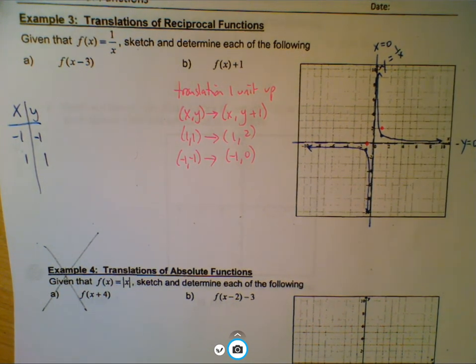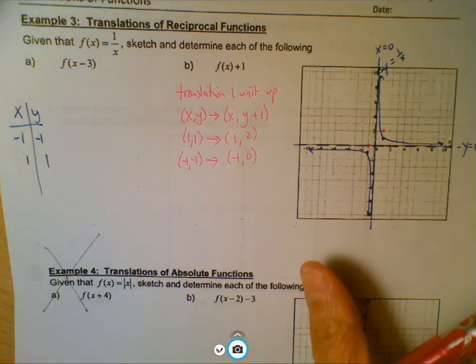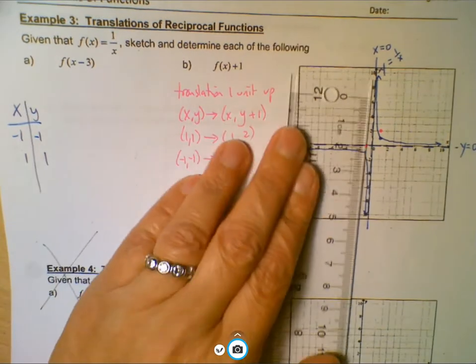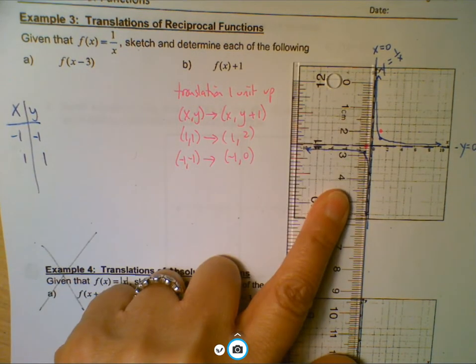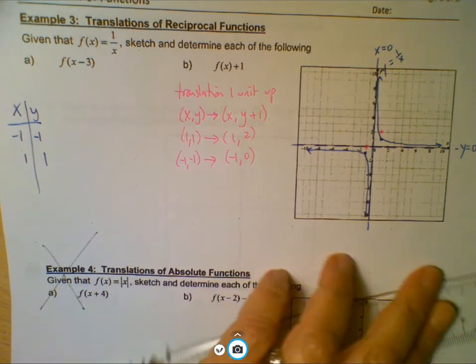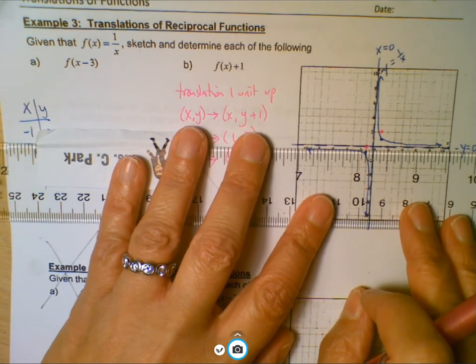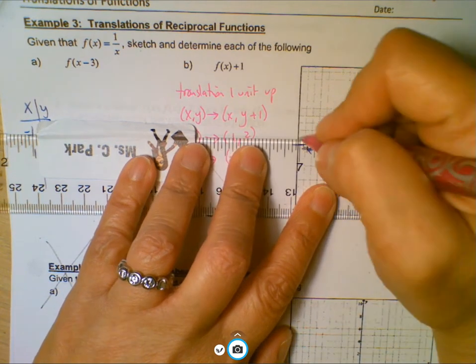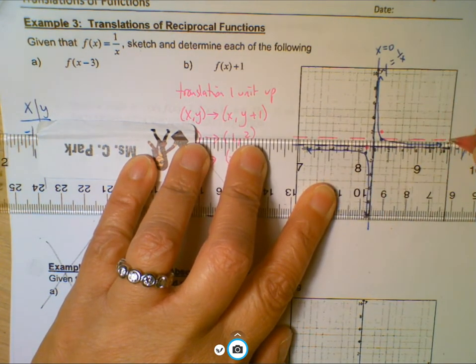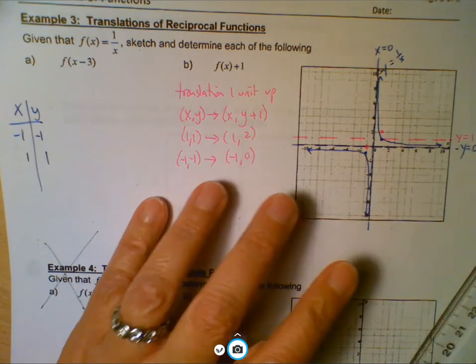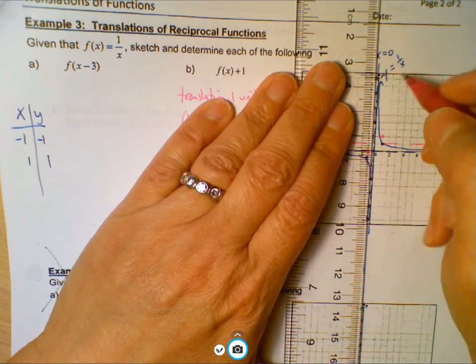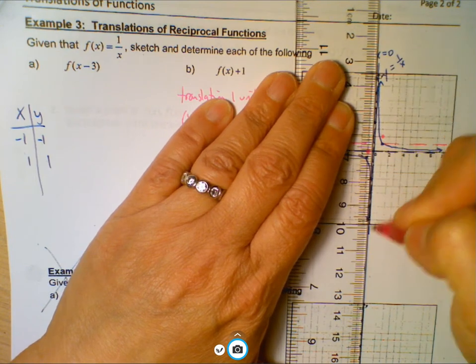But what else happens? When the entire graph shifts up or down, so do the asymptotes, right? Now, the vertical asymptote, which is x = 0, is not changing because our x's are not changing. But our horizontal asymptote, which is y = 0, is going to go up with the rest of the graph and become the line y = 1. So this is the line y = 1. The asymptote for this graph is still x = 0.